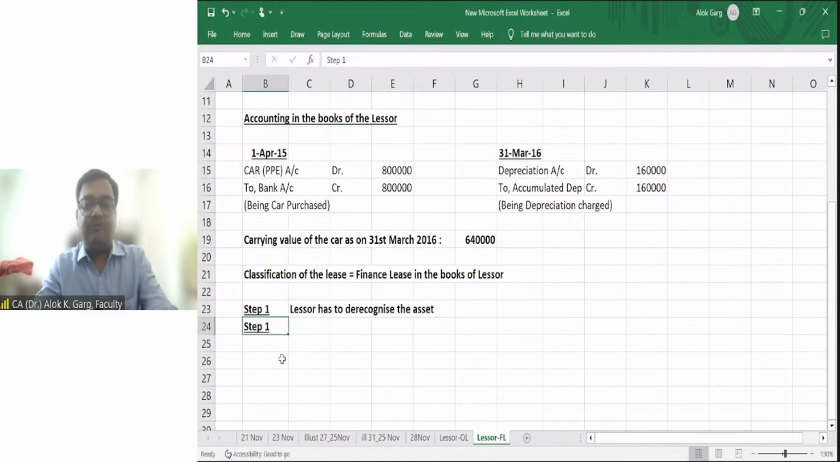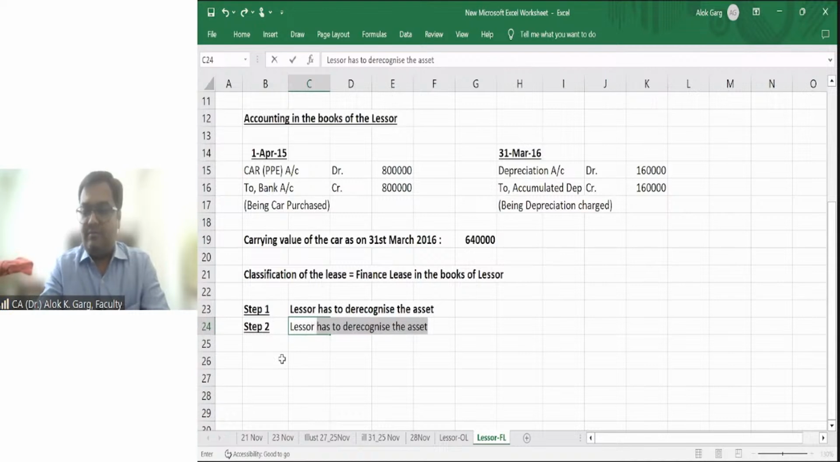Step number 2. The lessor has to recognize finance lease receivable on the basis of present value of lease payment, meaning future lease receipt.